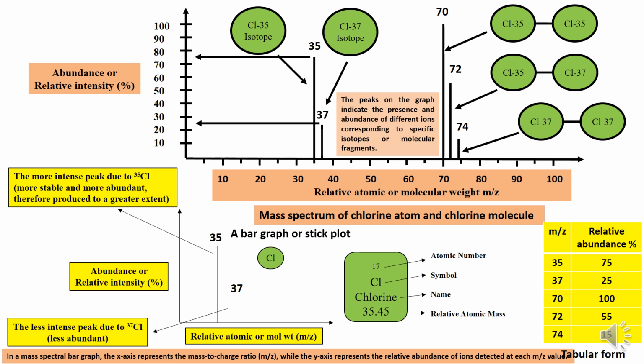So the peaks on the graph indicate the presence and abundance of different ions corresponding to specific isotopes or molecular fragments. So here the peaks that you find in the mass spectrum of chlorine not only indicate the presence but also the abundance of different ions corresponding to specific isotopes or molecular fragments.